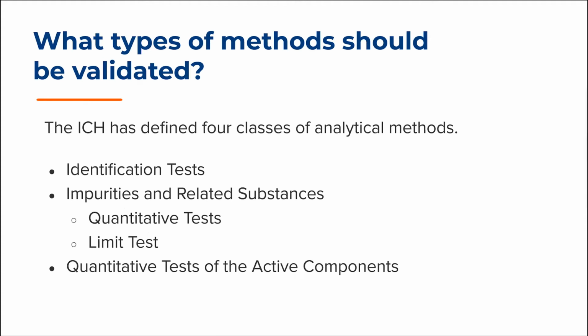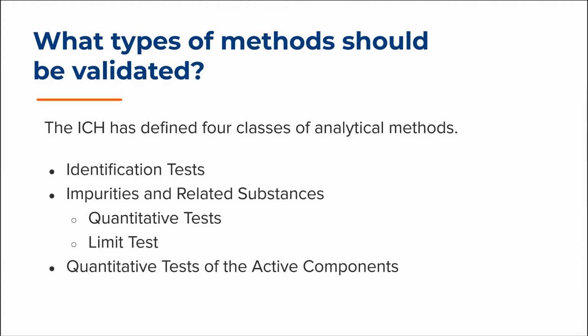The first are methods used to verify identity of a specific analyte in a sample. These are referred to as identification tests. The next are tests used for impurities and related substances, which has 2 classes of analytical methods. First is a quantitative method capable of quantitating these impurities over a range of concentrations, typically from the limit of quantitation to the upper limit established by linearity.